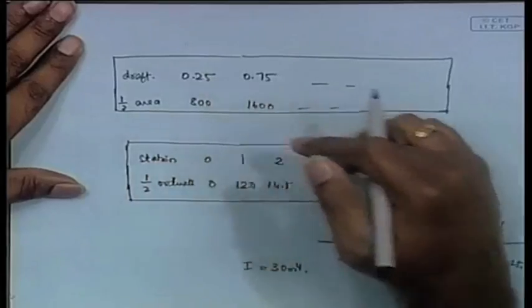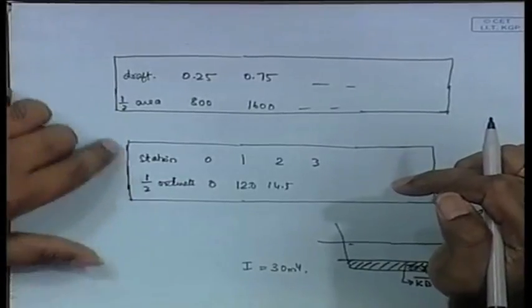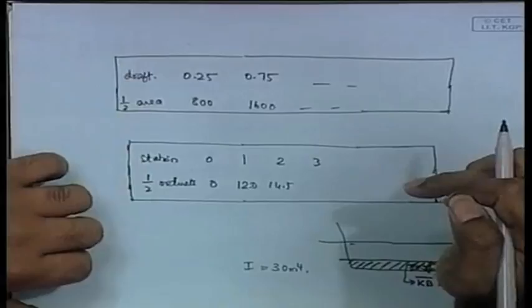Continuing from the last class. You are given a couple of conditions. First, I explained two tables already. You are told that given the draft and the half areas, first table. The second table gives you the stations and half ordinates. So two tables we have already defined.